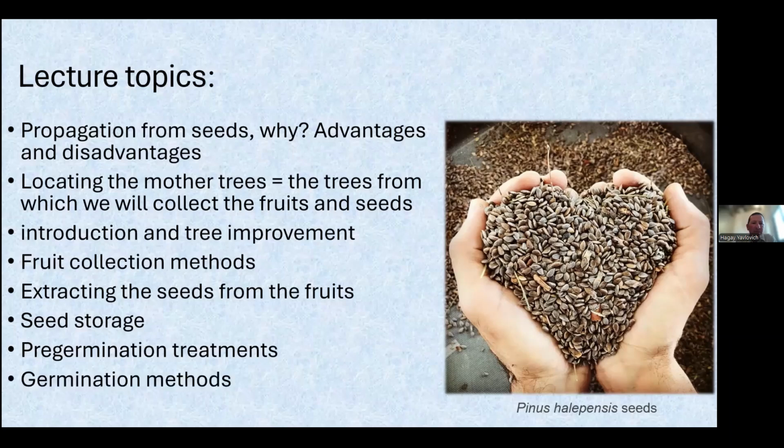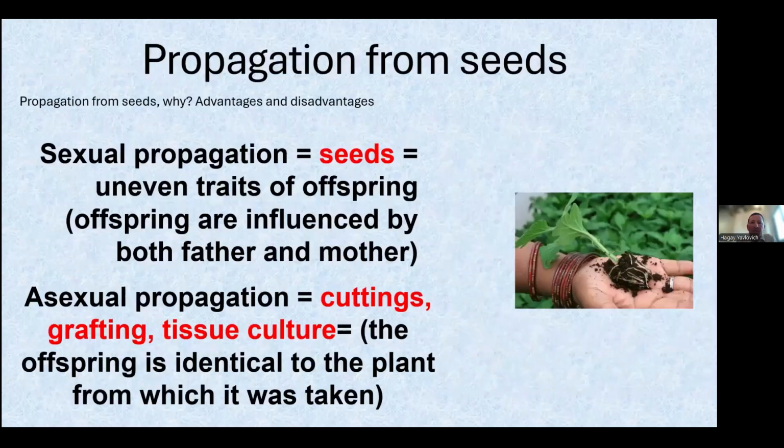And we will speak about germination methods, and I hope we will have enough time because there are many topics. Okay, let's start. To understand it, we must first understand that there is a big difference between sexual propagation and asexual propagation.